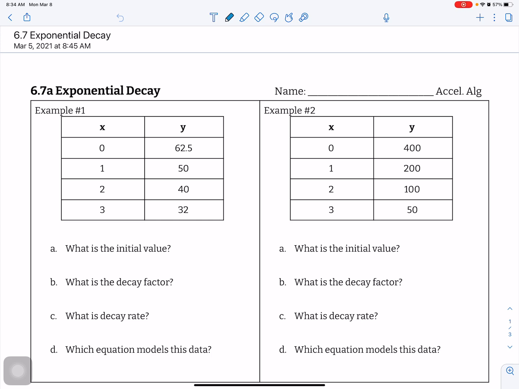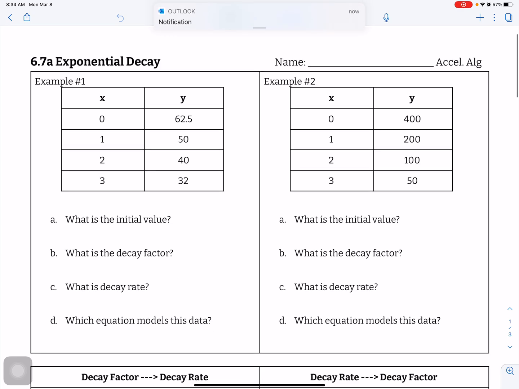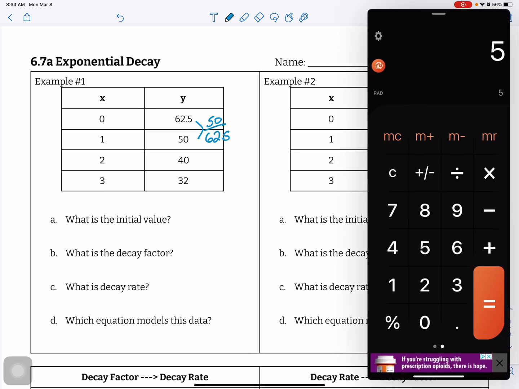So we want to look at just a little bit more again with exponential decay, meaning it's decreasing. We've done it with a table, so let's look at that. We would find that factor that we're multiplying by. And to do that, I would always take my bottom number divided by the number just above it. And when I put that into the calculator, 50 divided by 62.5, I get 0.8.